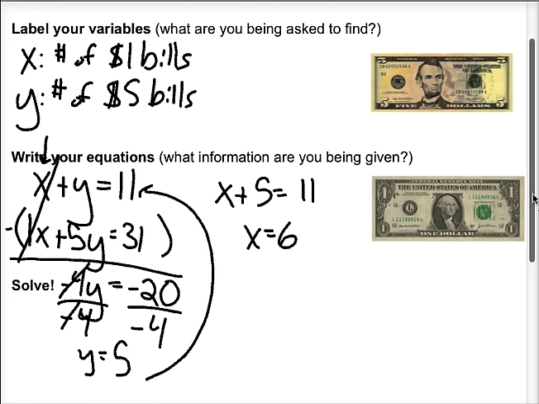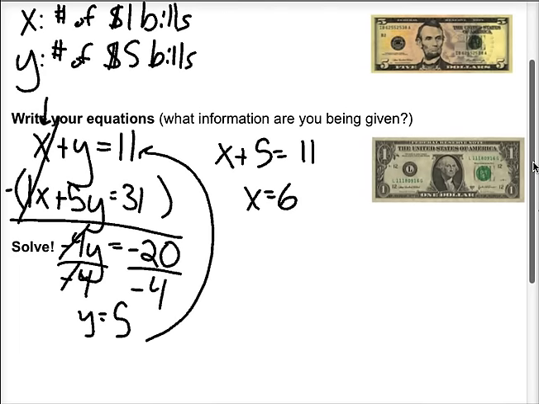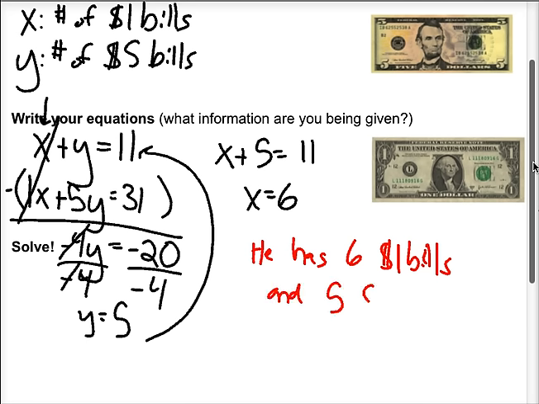Don't forget, don't leave it as just the variables. You need to answer in the context of the question. The question was how many $1 bills and how many $5 bills does he have? So you want to answer, he has 6 $1 bills and 5 $5 bills. You want to answer in the context of the question. Again, if you don't, you are going to lose points on that exam.